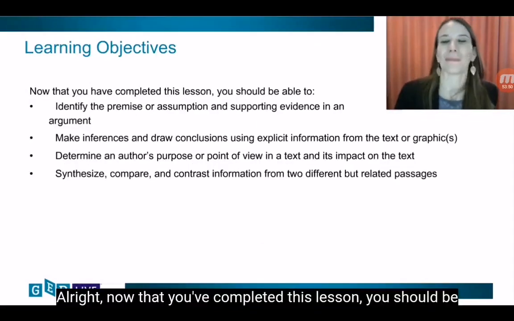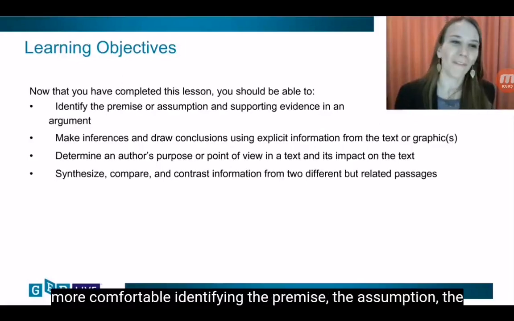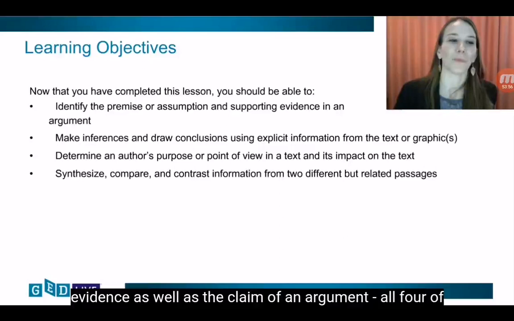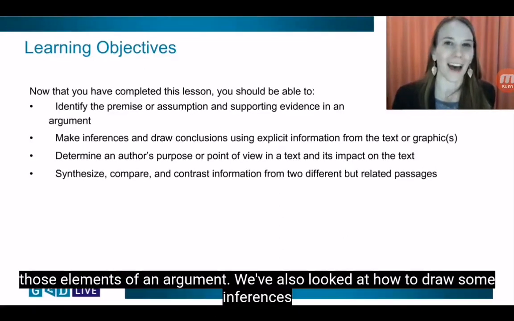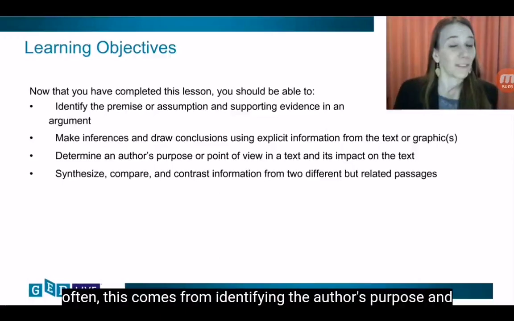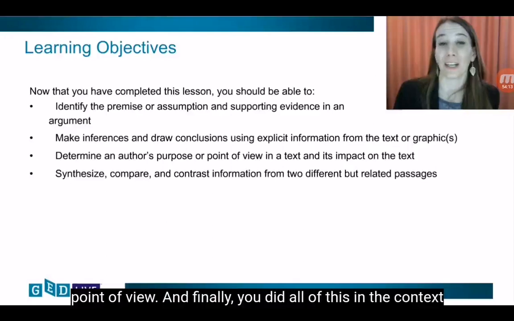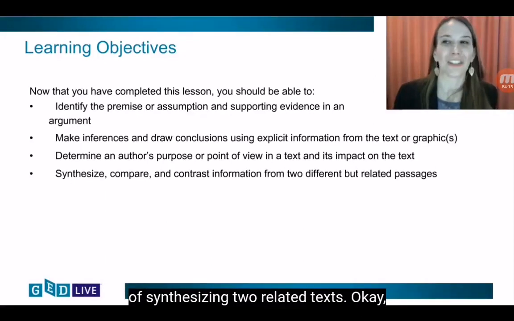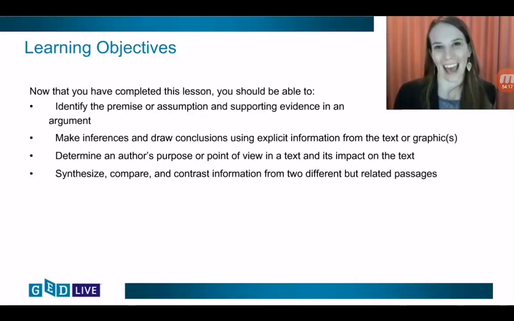All right, now that you've completed this lesson, you should be more comfortable identifying the premise, the assumption, the evidence, as well as the claim of an argument, all four of those elements of an argument. We've also looked at how to draw some inferences from when things are not explicitly stated in the text. And often this comes from identifying the author's purpose and point of view. And finally, you did all of this in the context of synthesizing two related texts.